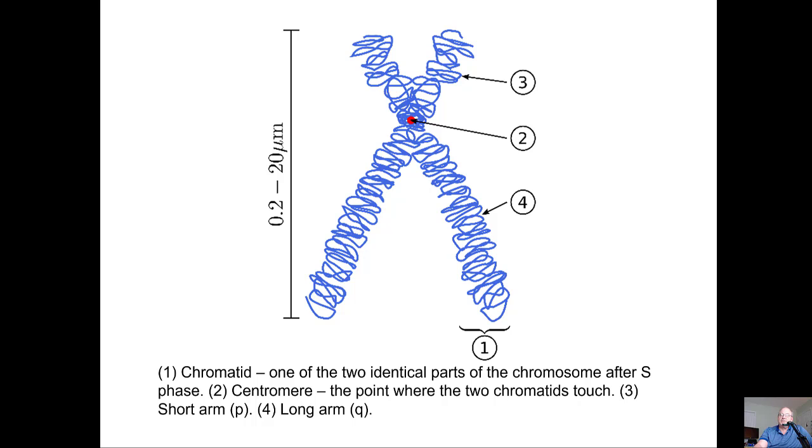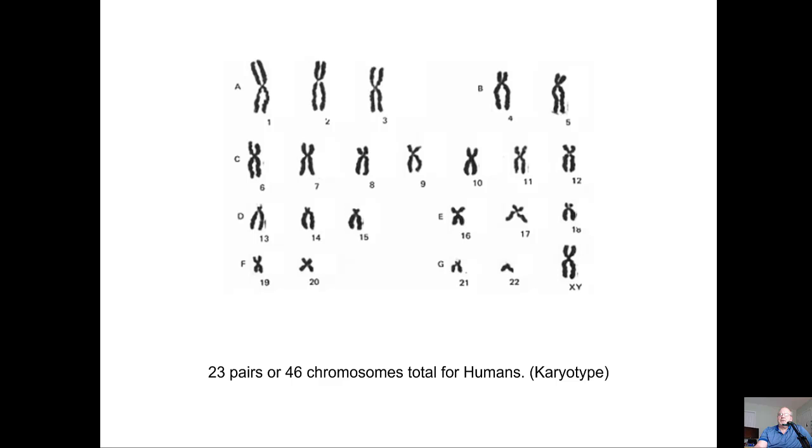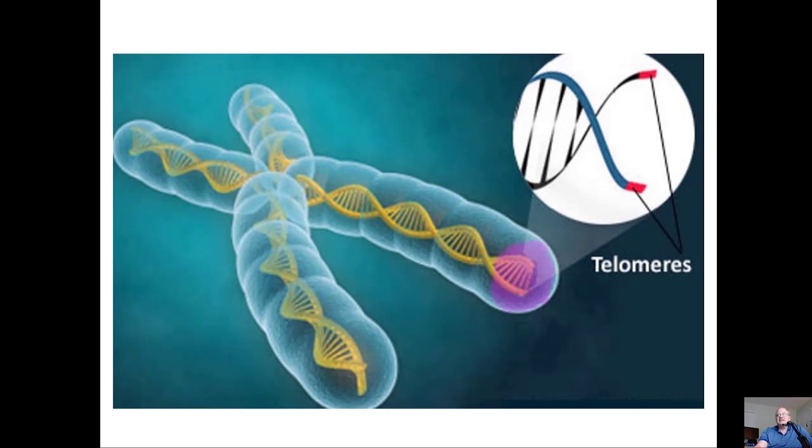Just to review, the chromosome, of course: we have two identical parts of a chromosome after the S phase, held together by a centromere, where the two chromatids touch. So each chromosome is made up of two chromatids, the two arms that you see here, and they are held together by that centromere. And then we call the long arm Q and the short arm P. It's just a standard nomenclature for that. We remember 23 pairs, 46 chromosomes. That's the karyotype of humans. This just shows that particular arrangement.